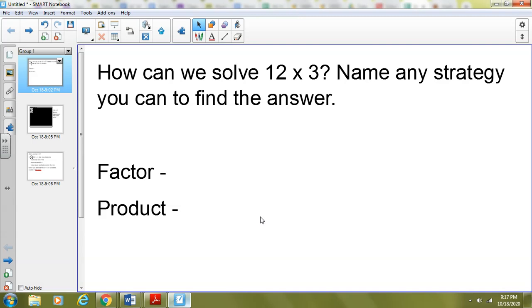To start us with our discussion today, we want to think about solving 12 times 3. And in order for us to do that, I want you to think for a few moments about all the different ways you have of multiplying 12 and 3 together. Pause this video and think about what you would do to solve 12 times 3.